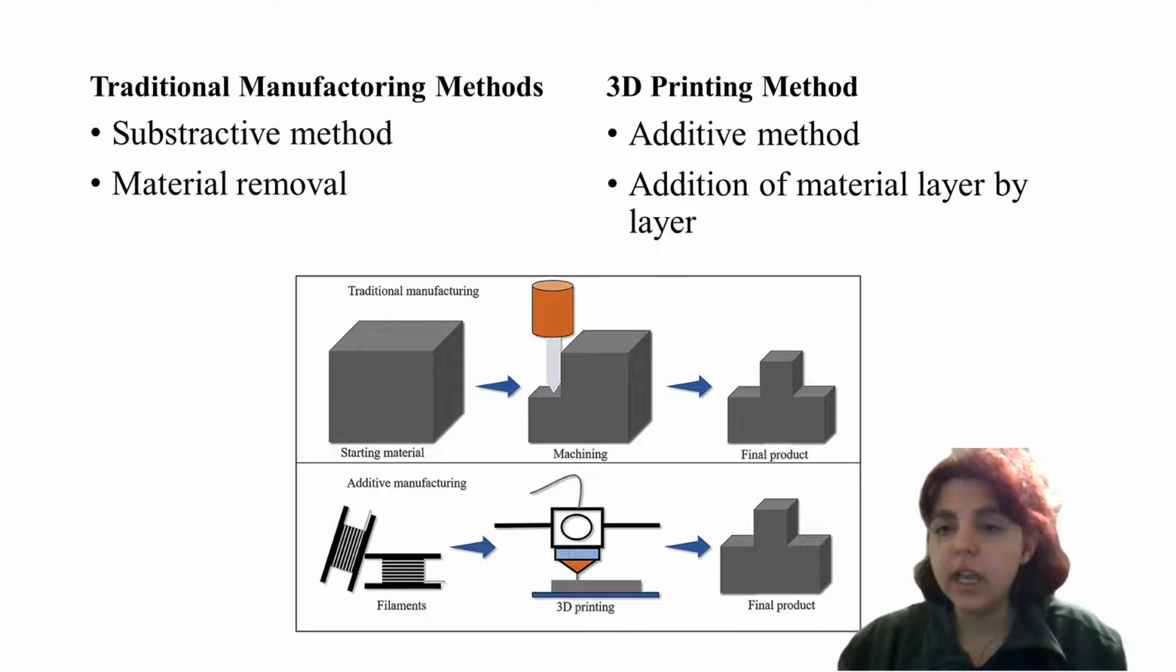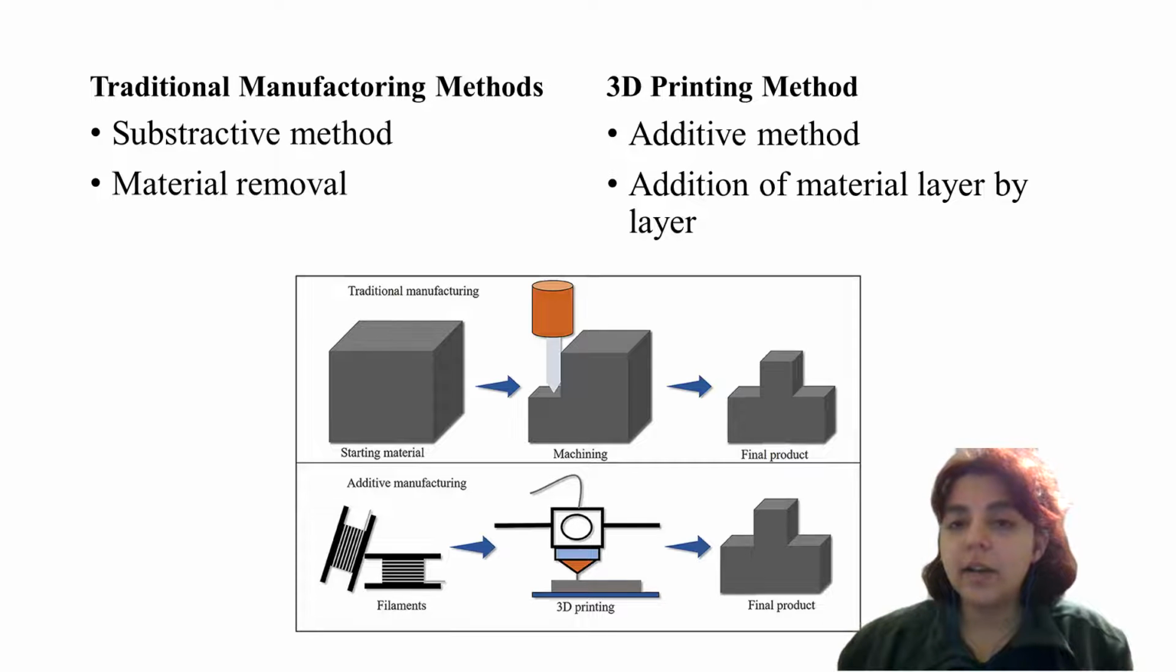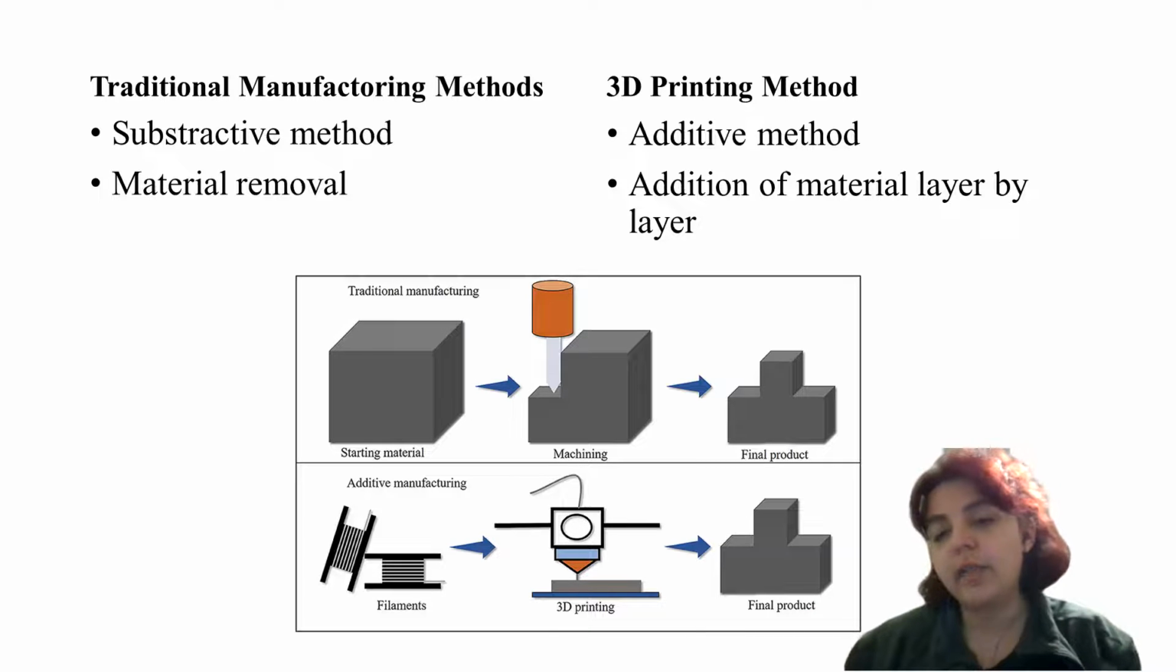On the contrary, the 3D printing method is classified as an additive method, which means it uses the principle of addition of material layer by layer, which means it starts from scratch. It starts with no starting material, nothing. It only uses filaments and a 3D printer in order to create something from scratch and obtain the final product.